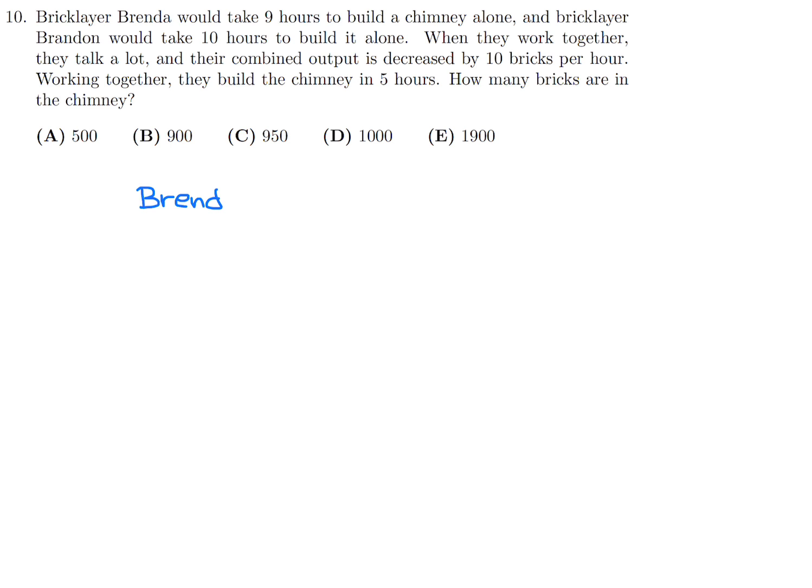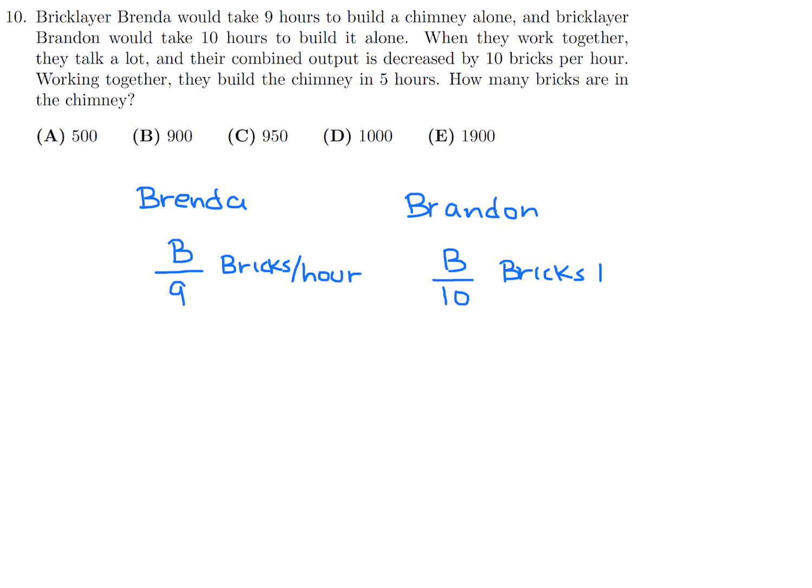Brenda, her rate is the number of bricks divided by 9. So that's how many bricks per hour that she can build, I guess. And then Brandon, in a very similar way, his output or rate is B over 10 bricks per hour. And when they work together, you're going to add these, of course, B over 9 plus B over 10. But then you have to subtract 10 bricks per hour because their output is decreased when they work together, because they talk a lot.